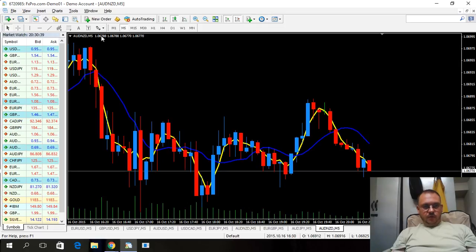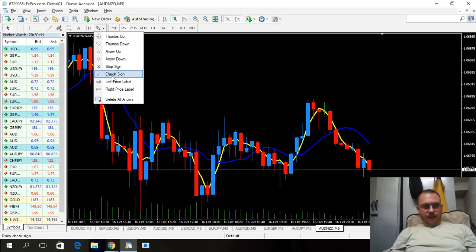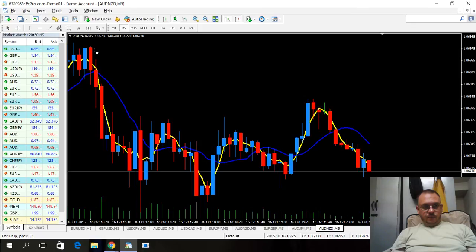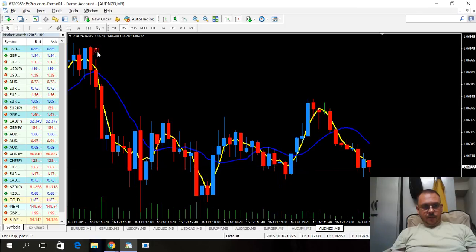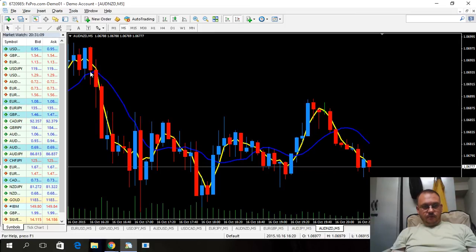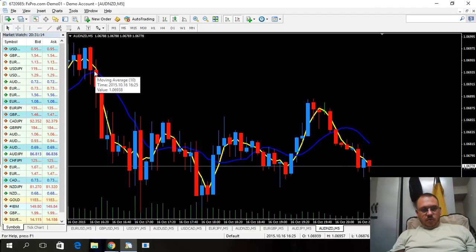Okay, I'm going to draw a little arrow here. Arrow down. So I'm going to put an arrow right here. Well, that's not that big though. Never mind. Anyways, I tried that. Right here, the yellow line across the blue, right?